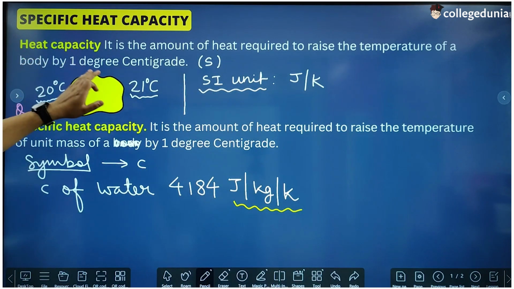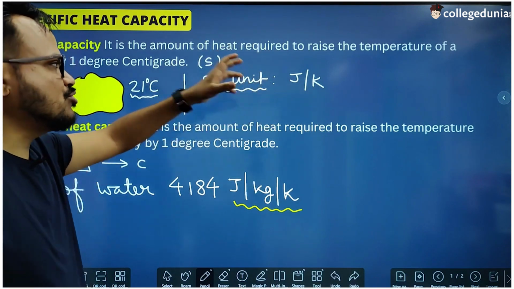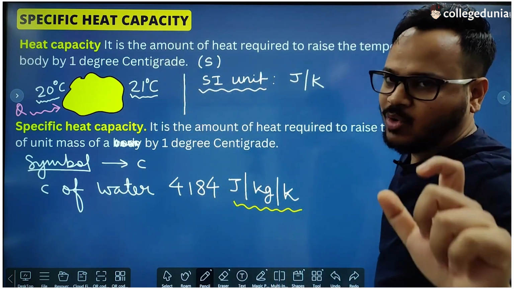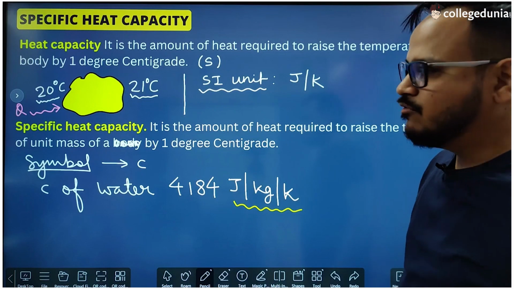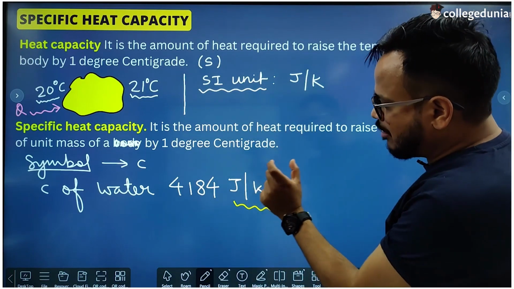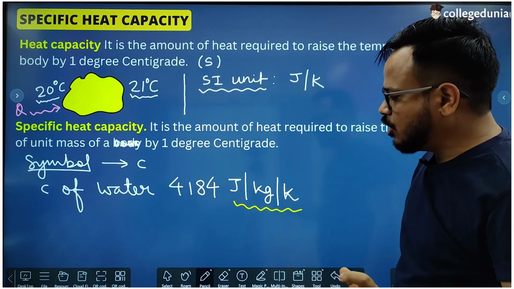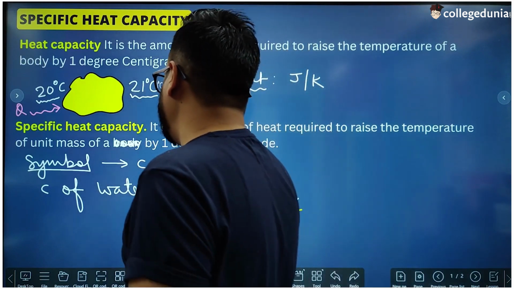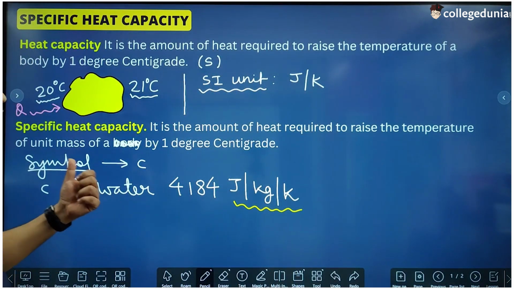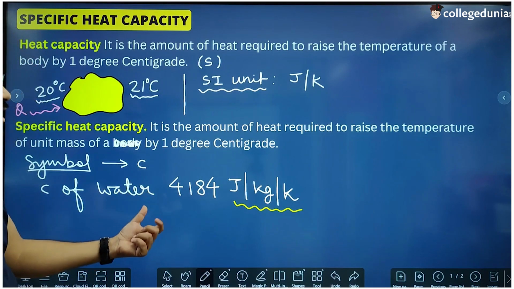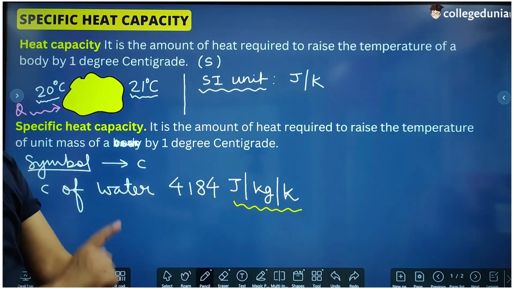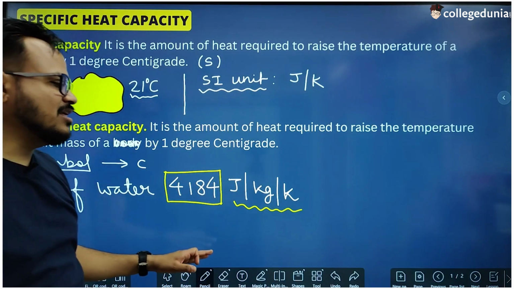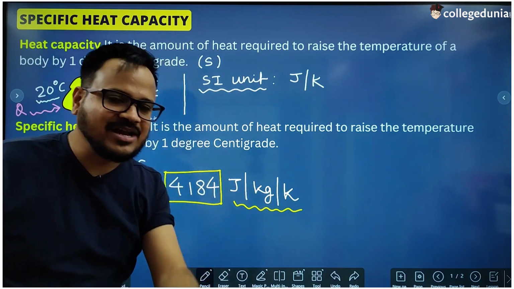What was the SI unit of heat capacity? It was simply joule per Kelvin, because here we just have to say that this much amount of heat in joules is required to increase the temperature by 1 Kelvin. But in this case, this amount of heat is to increase the temperature of unit mass of the substance. So a term of mass will also be included in the unit. So the unit of specific heat capacity is joule per kg per Kelvin, which says that in case of water, this much joule of heat is required to increase the temperature of 1 kg of water by 1 Kelvin.